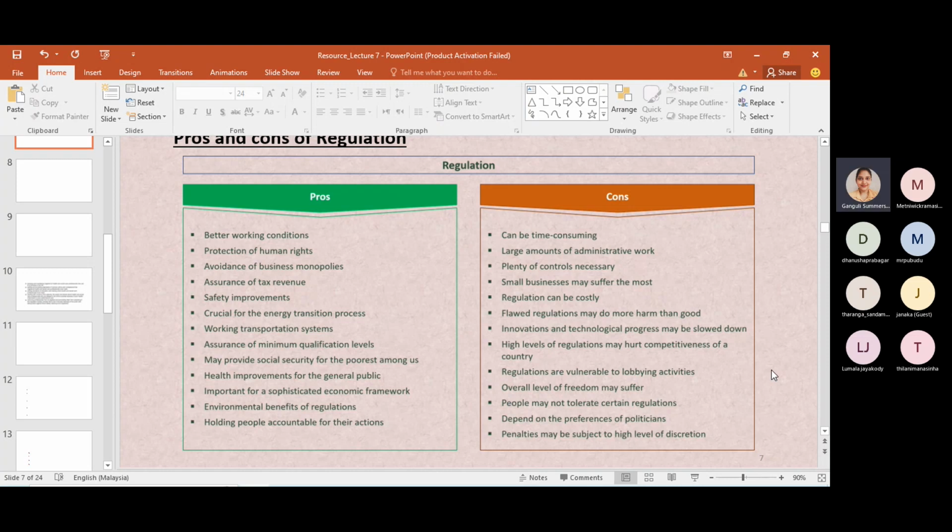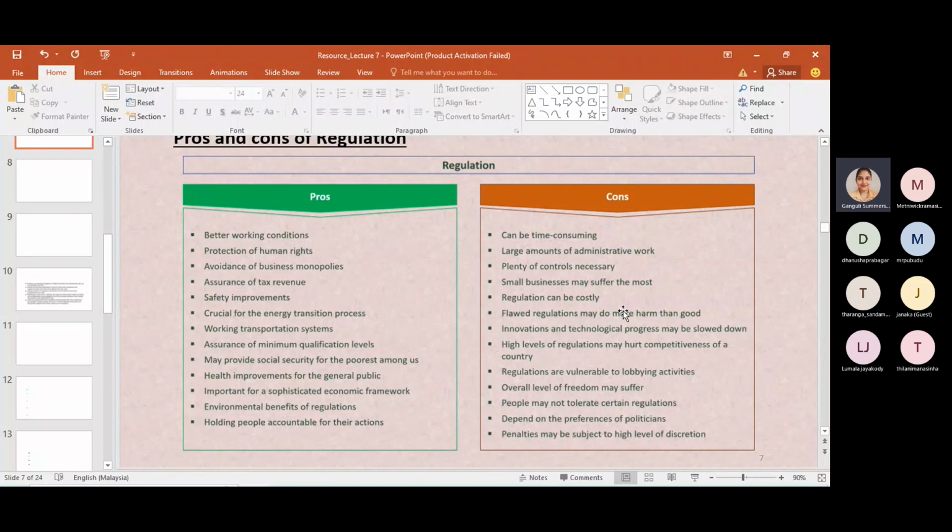And small businesses might suffer because of regulation, because if the regulators find out that these small businesses are not complying with the standards, they will take some actions, right? Actions means sometimes the companies will get fined.